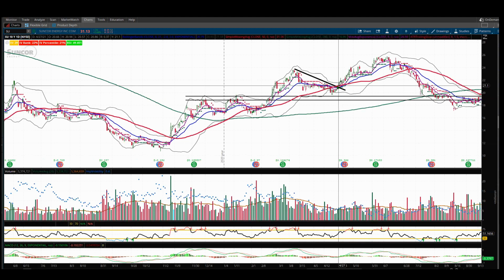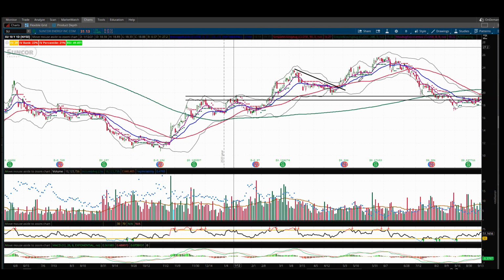As you can see, we draw this trend line. We can see that several times the stock tried to break out and failed. So we draw that trend line. Here, let me zoom in just a little so it's easier to see.